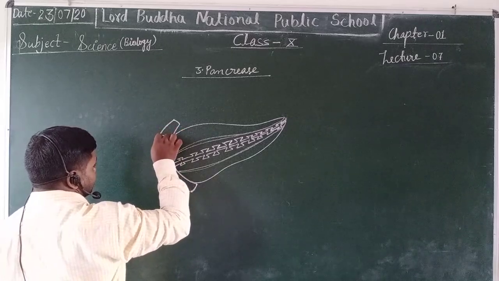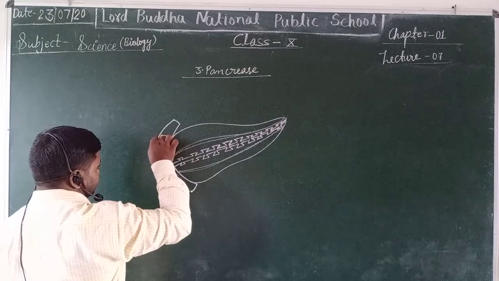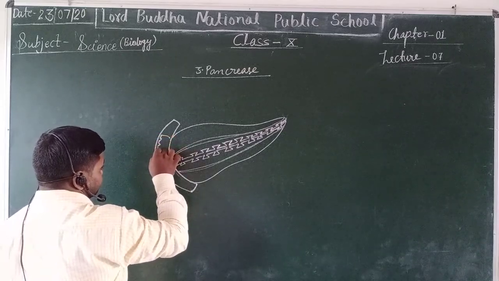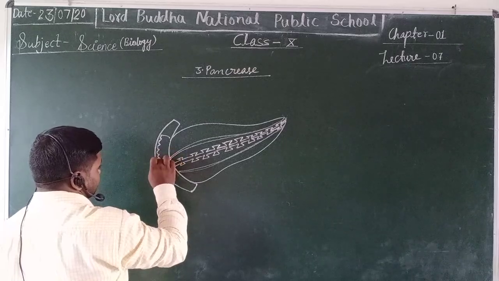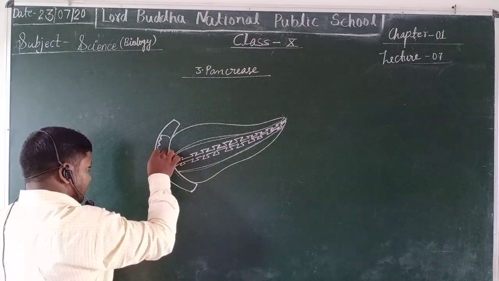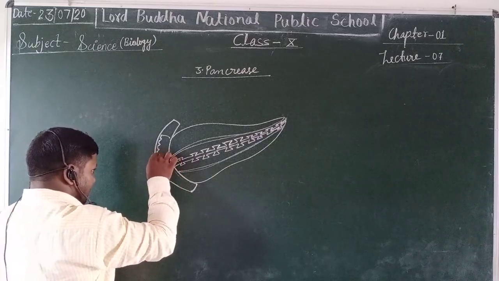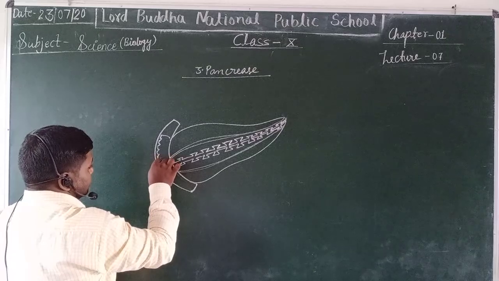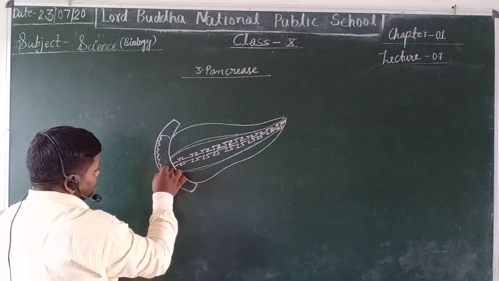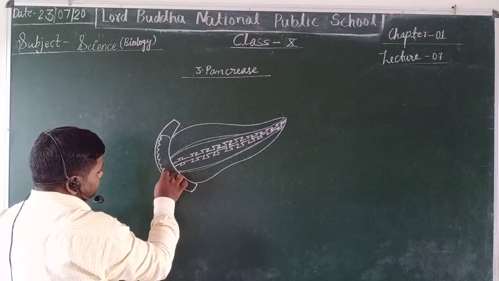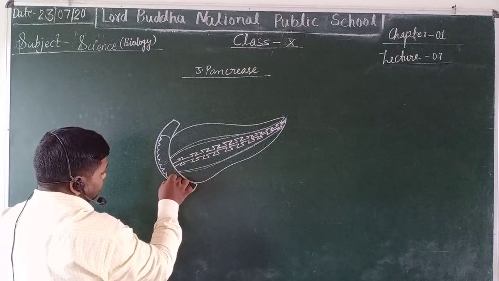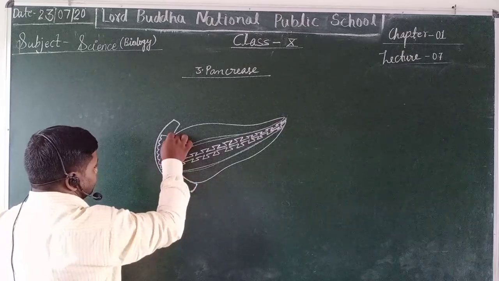This is a section cut from the duodenum, where a common pancreatic bile duct opens, through which the pancreatic juice and the bile juice mix together to help the process of digestion.